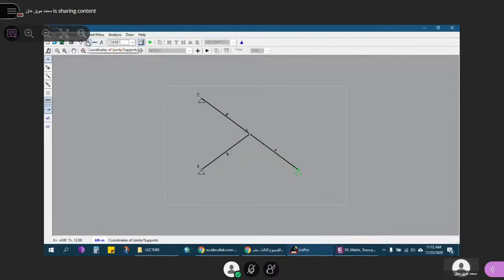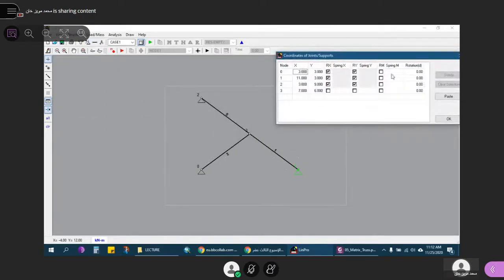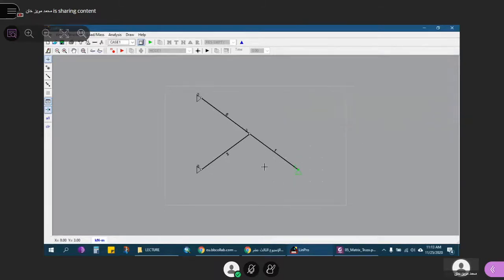We have to go over here, coordinates of joints and supports, rotation at the node 0, delete this and enter minus 90, and this is how you can rotate the supports. And similarly here, minus 90. That's it. This is how you do it.